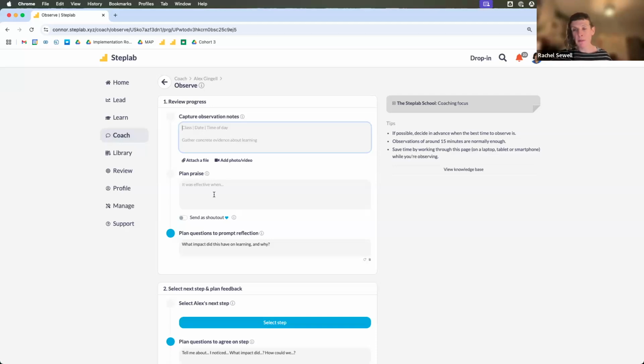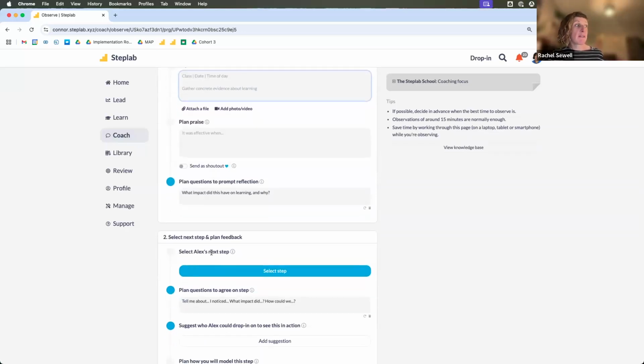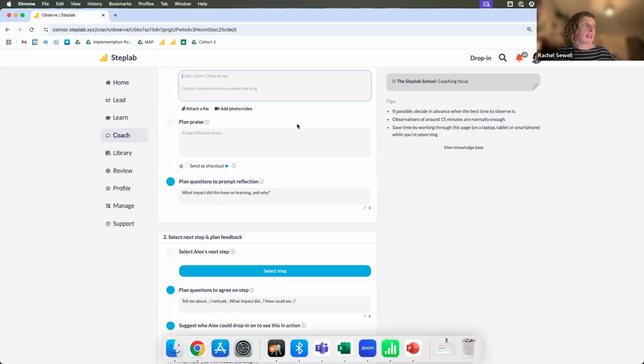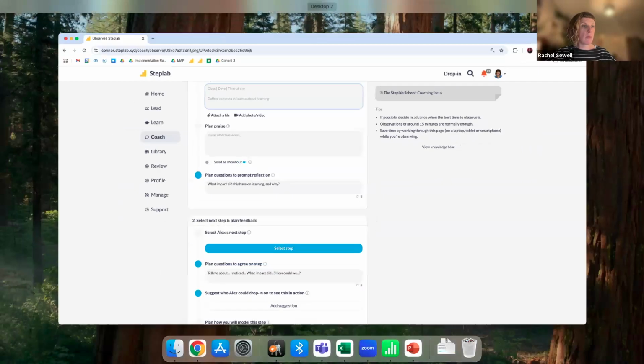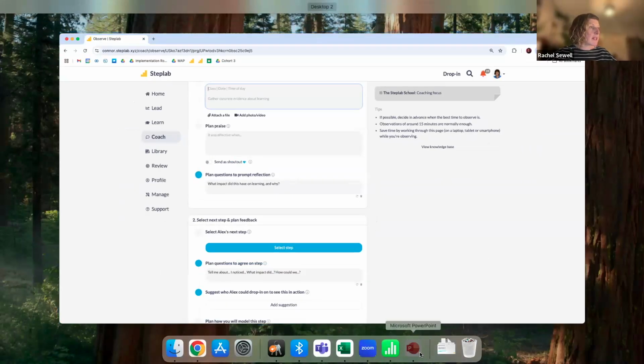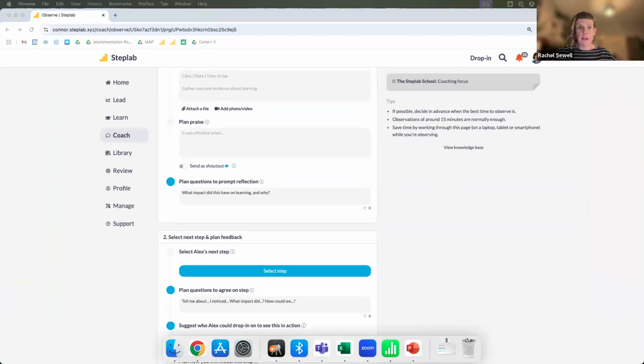So I'm looking at capturing really concrete evidence. I'm then going to want to script some praise. We're not going to spend loads of time on that today because that's much more straightforward. Instead, we're going to focus on how we go about selecting a next step and then planning the questions that we're going to use with the teacher to agree on that next step. So that's what we're looking at today, and that's just to situate you on Steplab before we then start actually digging into some of the theory.